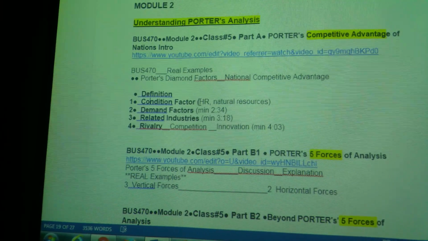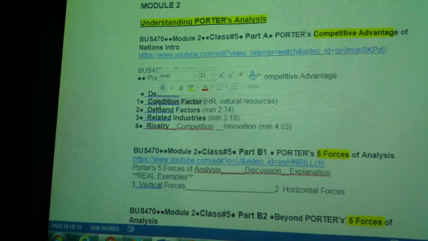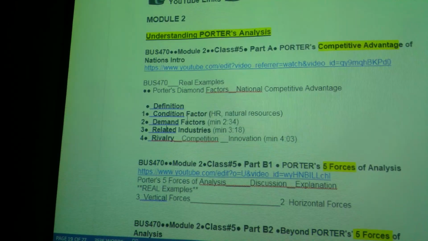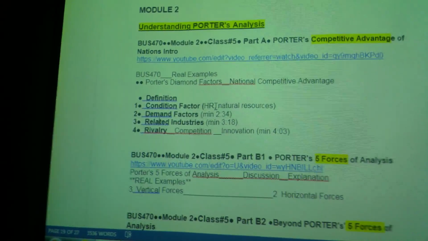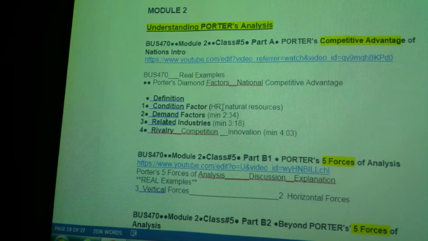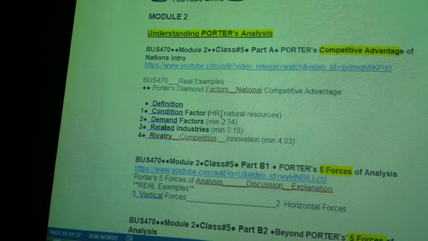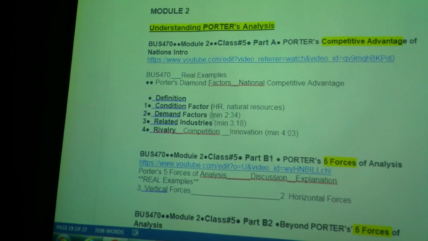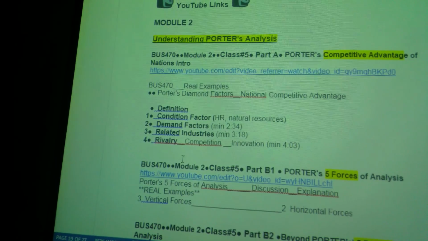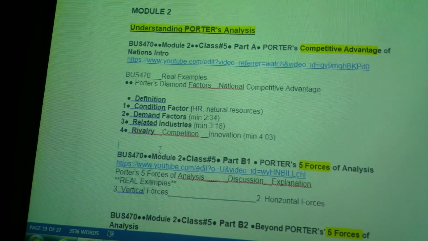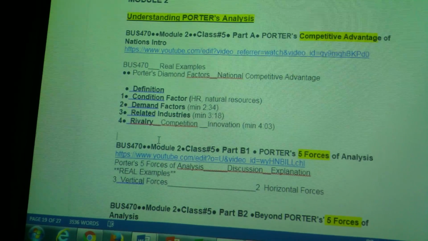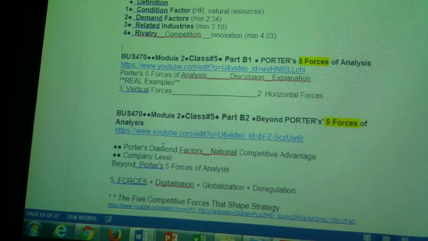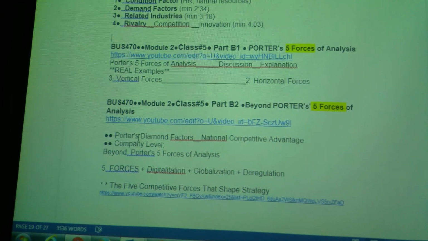We were giving concrete examples of the condition factor, okay? Or they have another name as well for the condition factor. But those are natural resources or the human resources as well. Demand factors, related industries, and the competition is creating innovation. Very good. We got that. And a little bit more about this.